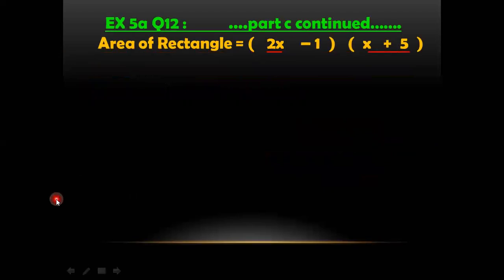Now we will multiply them. Here the multiplication is helping us in finding the area of the rectangle. 2x is multiplied with x plus 5 first, then this minus 1 will be multiplied with x plus 5. So it will be minus 1 into x plus 5 like this. Now 2x into x plus 5, distributive property will be applied.